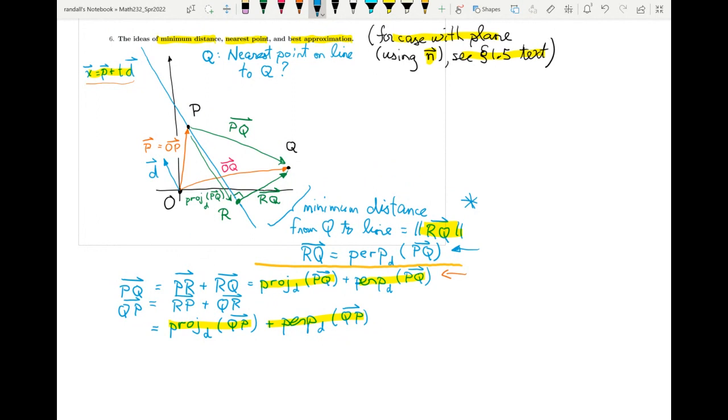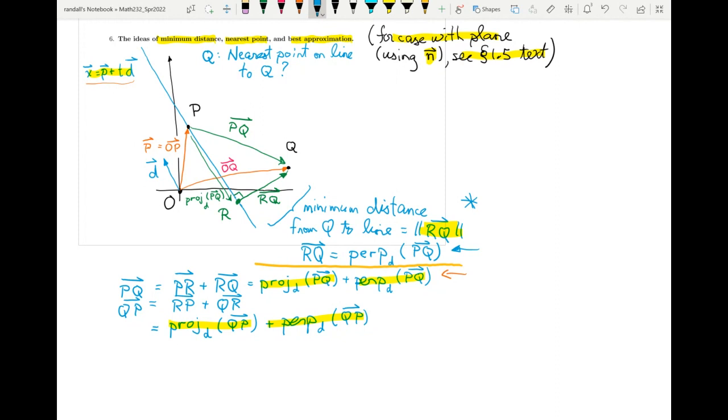Now, you can compute that vector because you know P and you know Q, and you use the formula above to compute perp of PQ along D. So you'd first find the projection of PQ along D, and then subtract that from the vector PQ. You would get that vector perp PQ, and then you would compute its norm, and that would be the minimum distance.